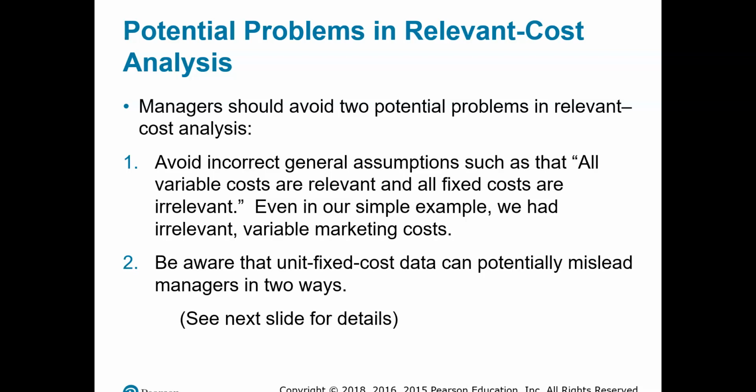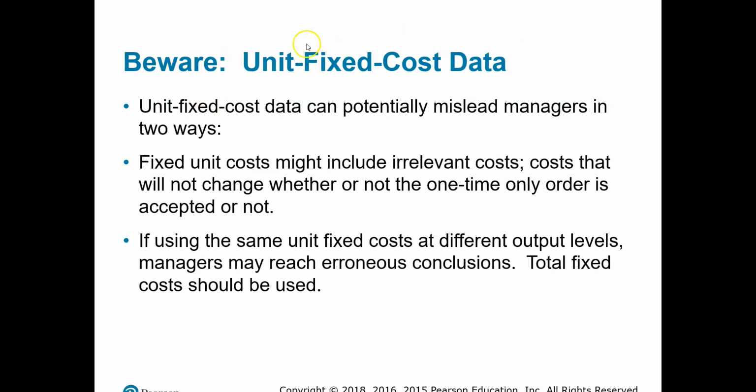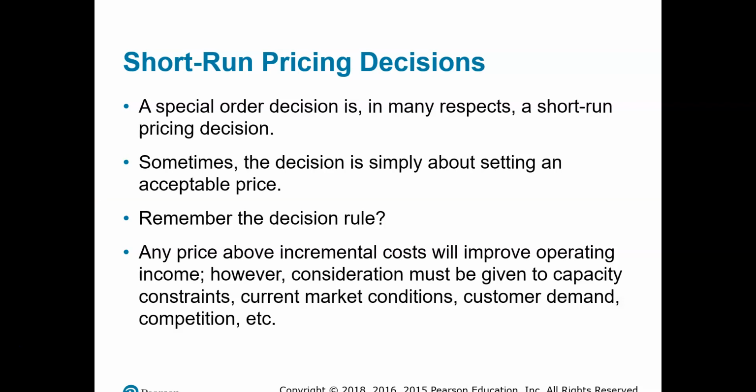And again, like we talked about in earlier chapters, be aware that unit fixed cost data can potentially mislead managers in two ways. One, fixed unit costs might include irrelevant costs, costs that will not change whether or not we accept a one-time-only special order. And two, if we use the same unit fixed costs at different output levels, we may reach erroneous conclusions. So in most decisions, we should look at the total amount of fixed costs used. Now let's take a look at short-run pricing decisions.